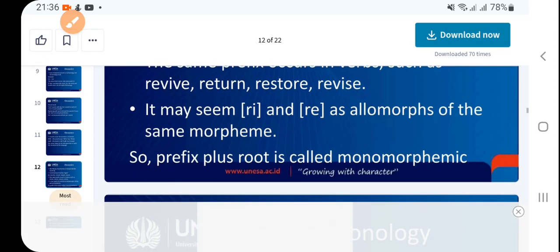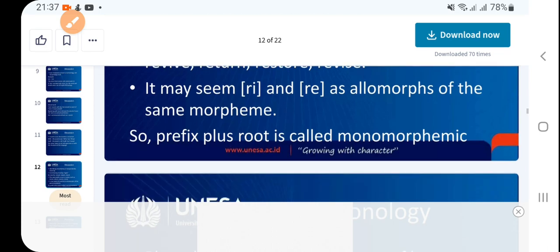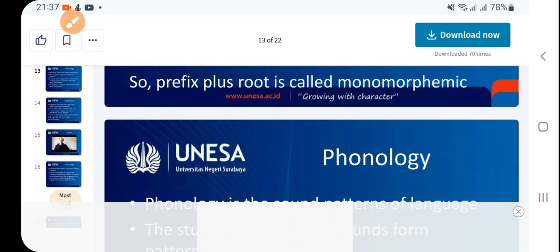So that is called allomorph. So prefix plus root is called monomorphemic. Mono is one, and morphemic because one word is to be added with the root word.